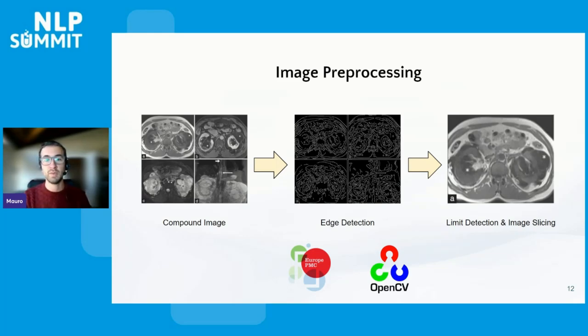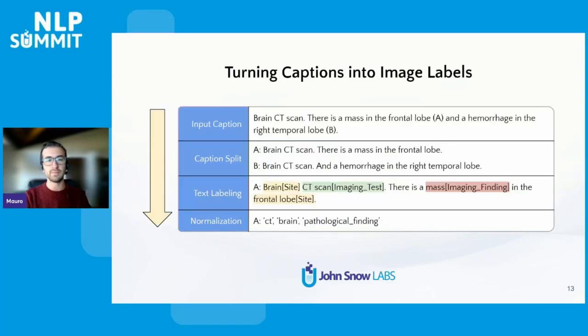In this part of the process, we used Europe PMC's API to download the images, and then we used OpenCV to do the preprocessing. We also did this kind of process in order to remove any border that could be present in images. And one more thing that we did when creating this dataset was to create image labels based on the contents of the captions. So first of all, if there was a compound caption corresponding to a compound image, we had to split it.